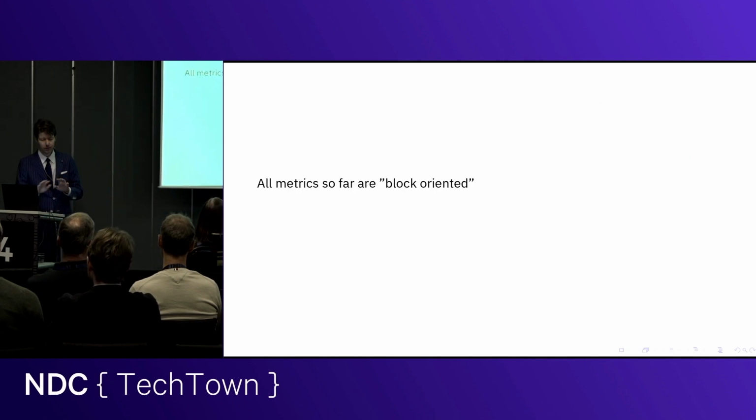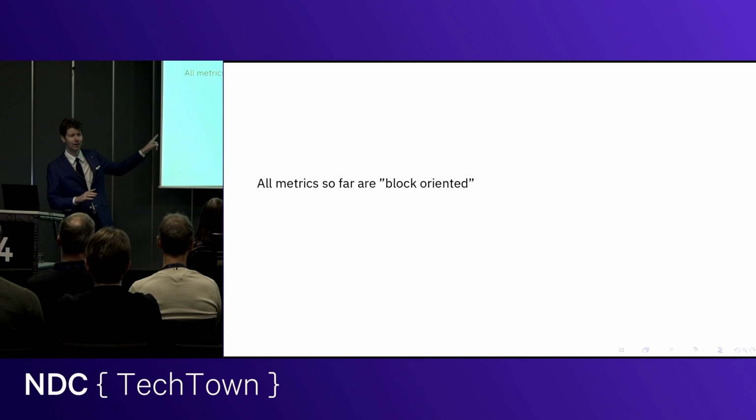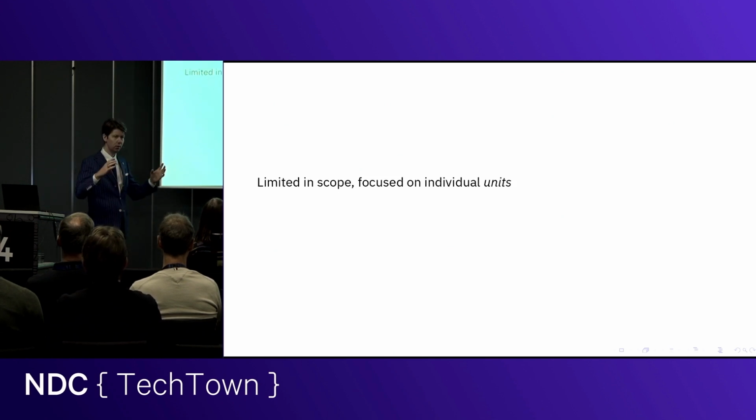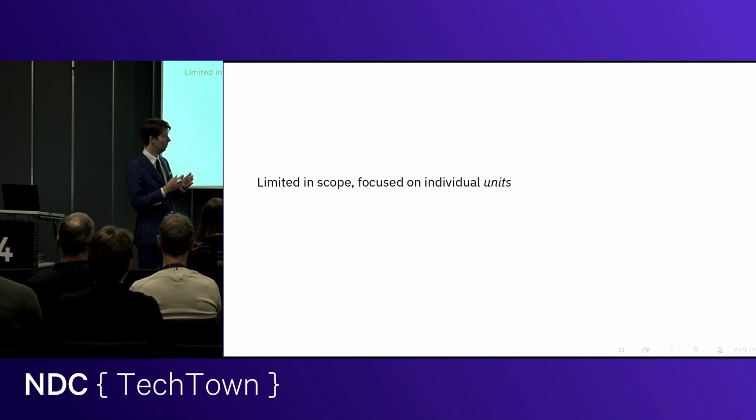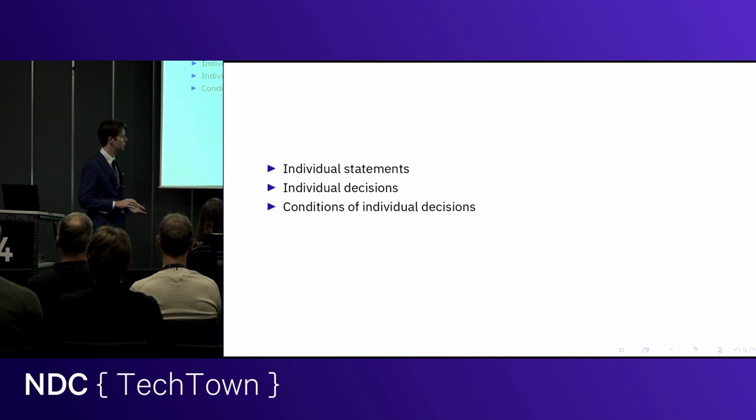Now what's interesting is all of these metrics so far are what I would call block-oriented. Okay? I'm going to expand on that now because I made up this term and I have no idea if it's ever going to catch on. But they're limited in scope. They're focused on very much individual units. And we compose our programs of these individual units, and it's very important to ensure that they're tested and covered. You have your individual statements, your individual decisions, and your individual conditions, expanded to MCDC, conditions of individual decisions.